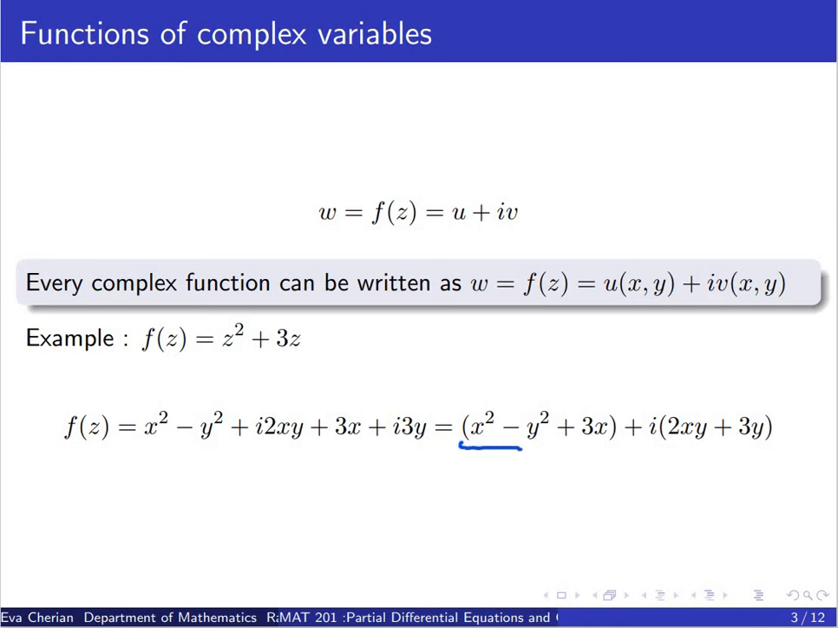So for this function f, u of x, y is x squared minus y squared plus 3x. v of x, y is 2xy plus 3y.